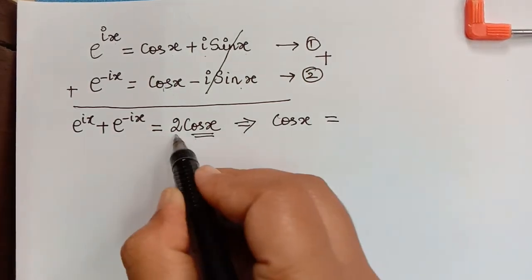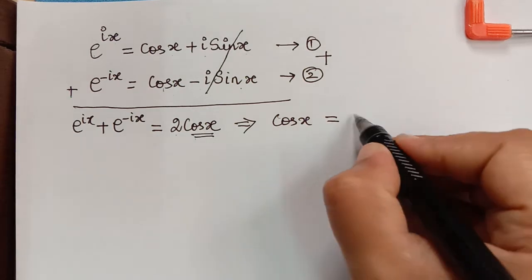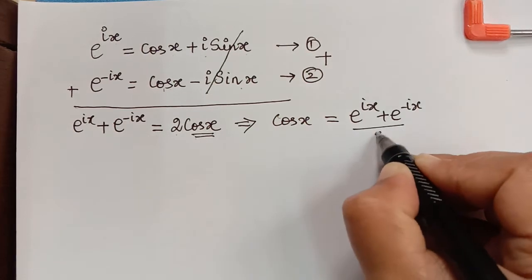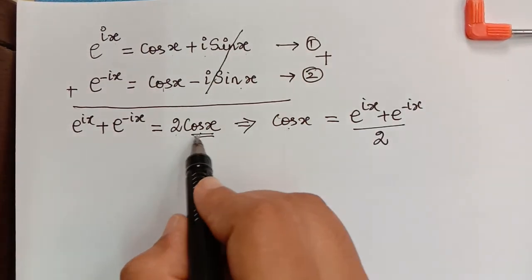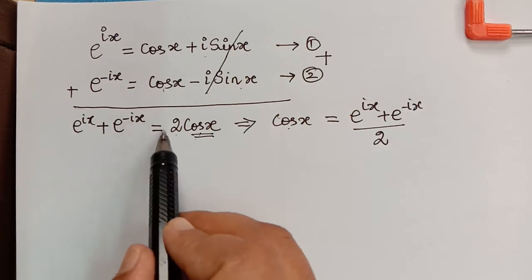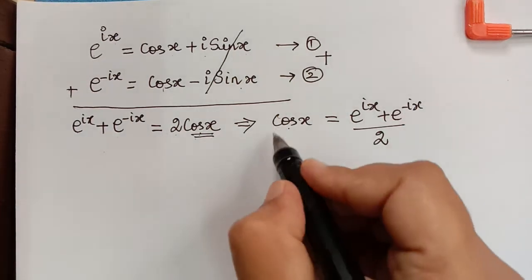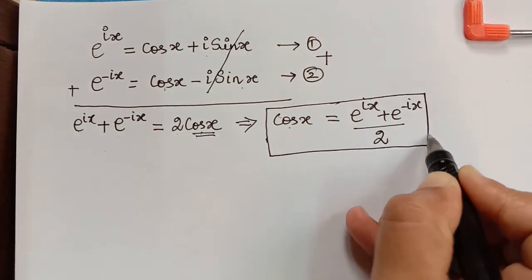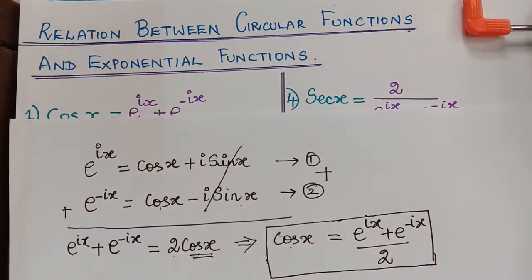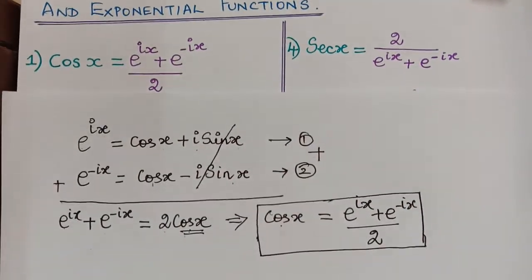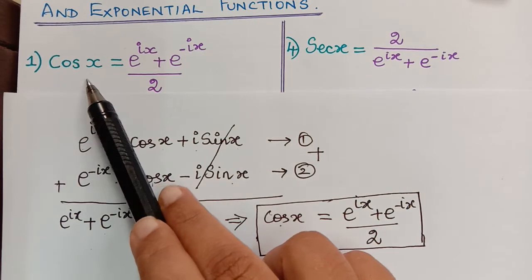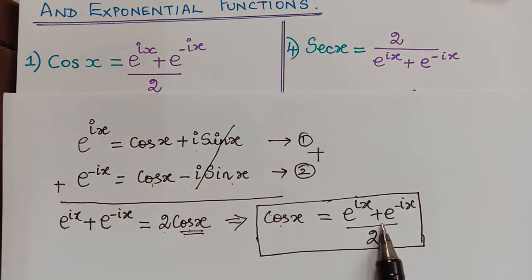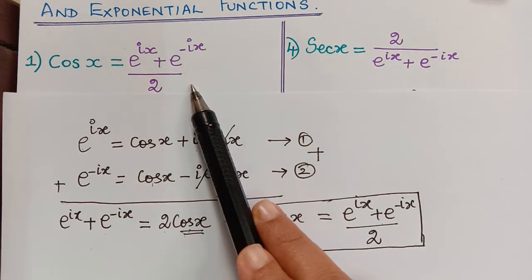Taking this 2 to the other side, or dividing by 2 throughout, we get e power ix plus e power negative ix divided by 2. So cos x will be equal to e power ix plus e power negative ix divided by 2. So that is what we have obtained here. So this is how we have obtained the cos x term. So similarly, we can find sin x also.